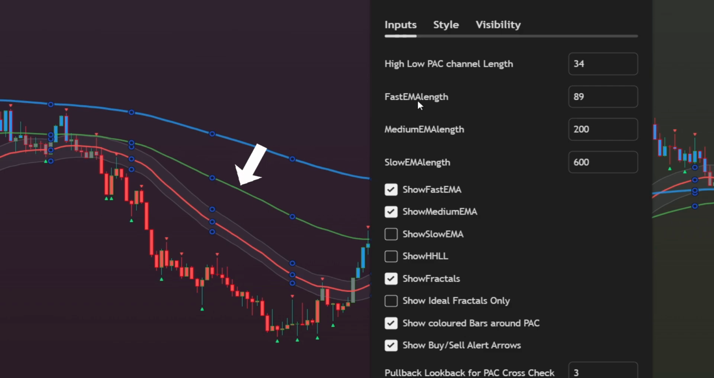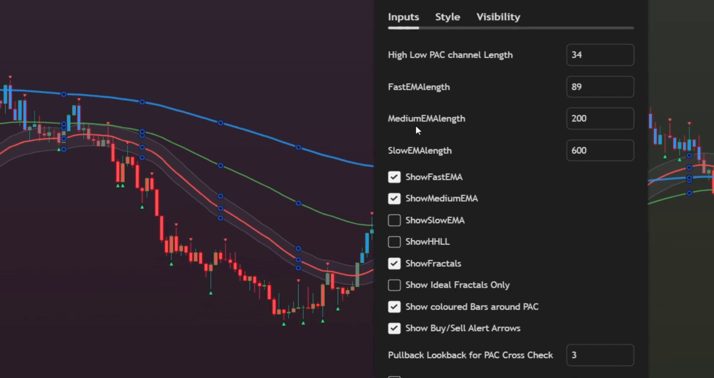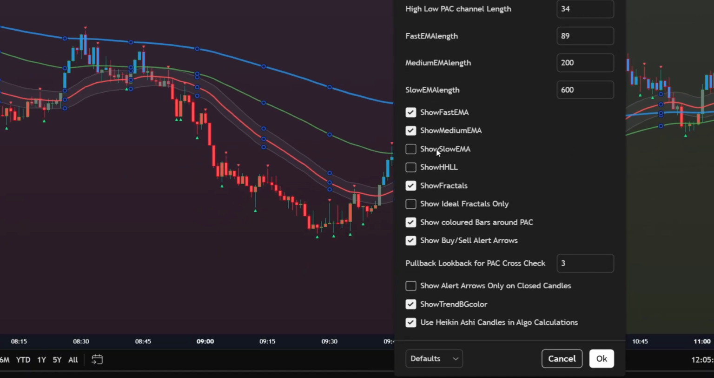Then we have a green line, which is an EMA with a length of 89. This is our fast EMA. Next is the blue line, an EMA with a length of 200. This is our medium EMA. There's also an option to enable a slow EMA with a length of 600, but we won't need that for this strategy.